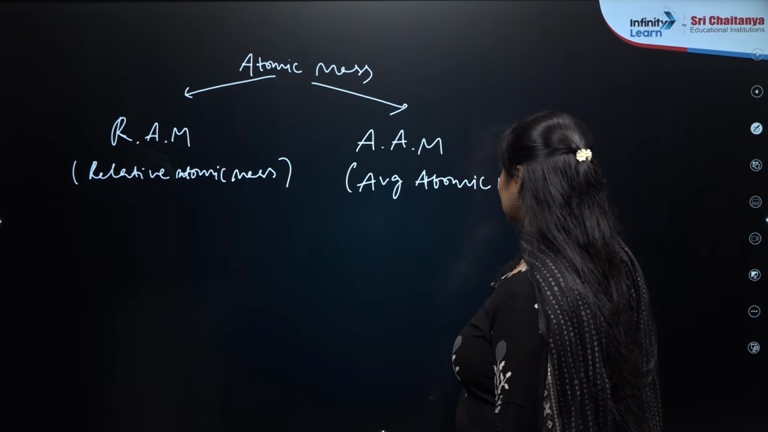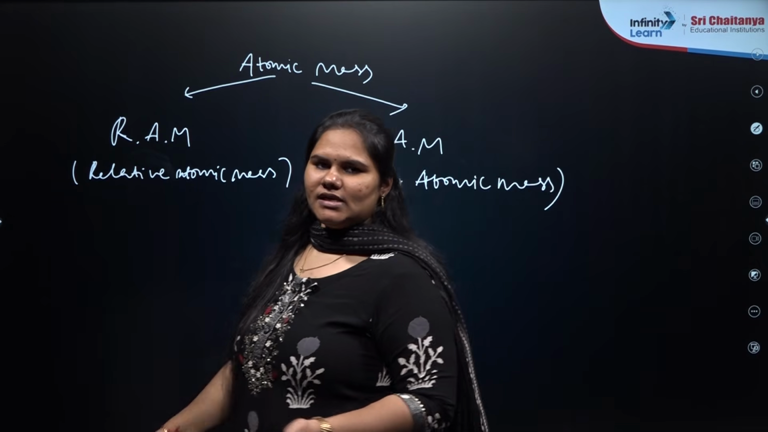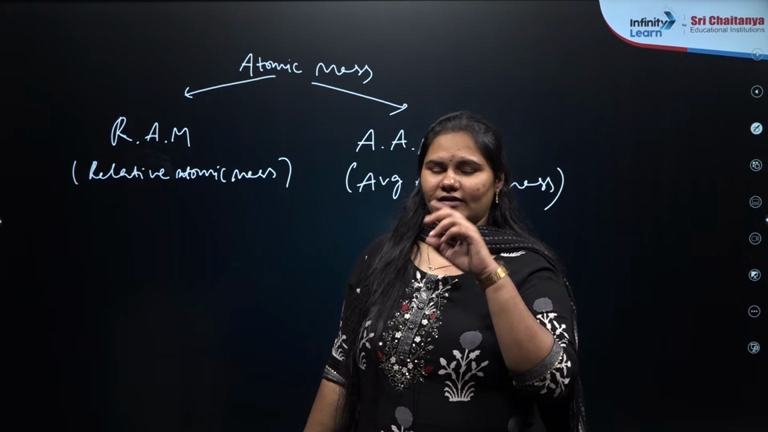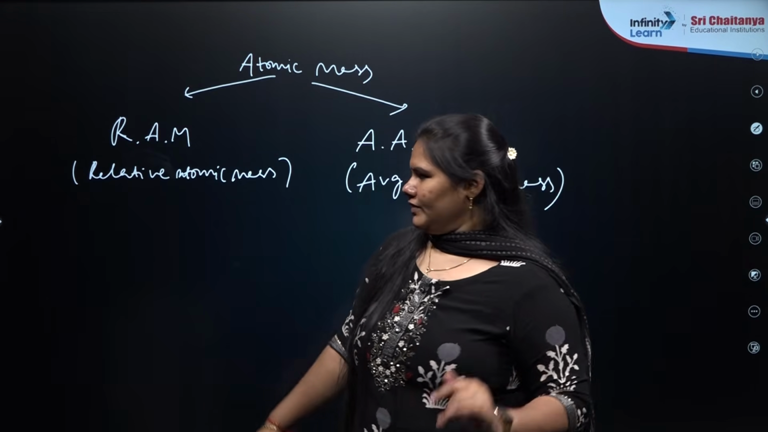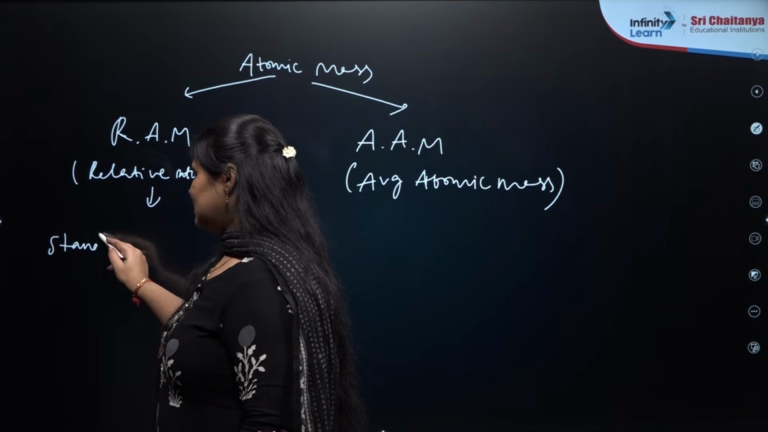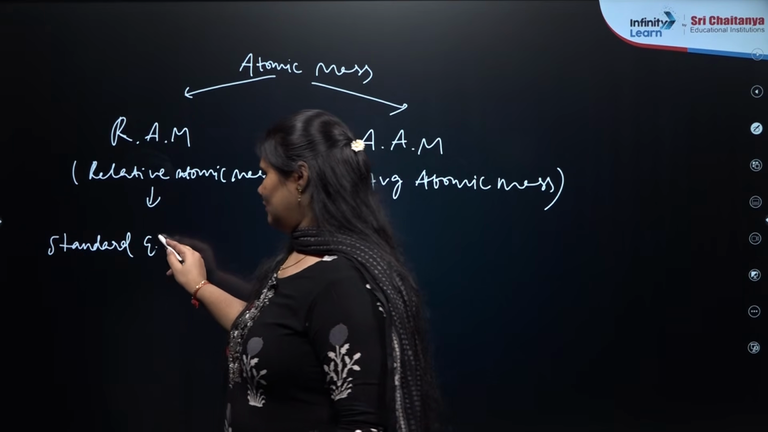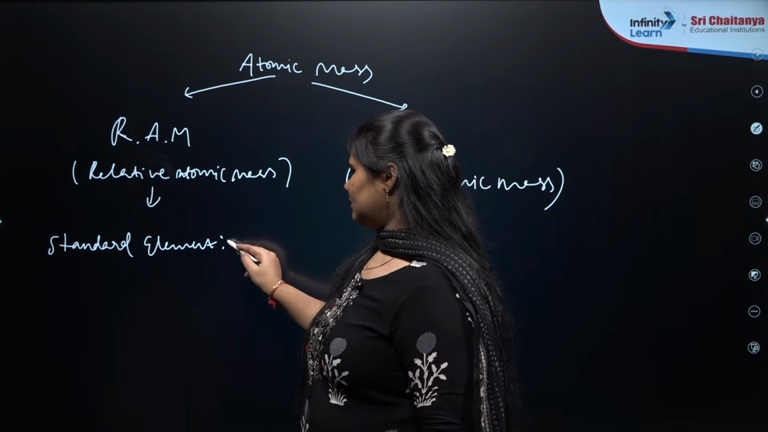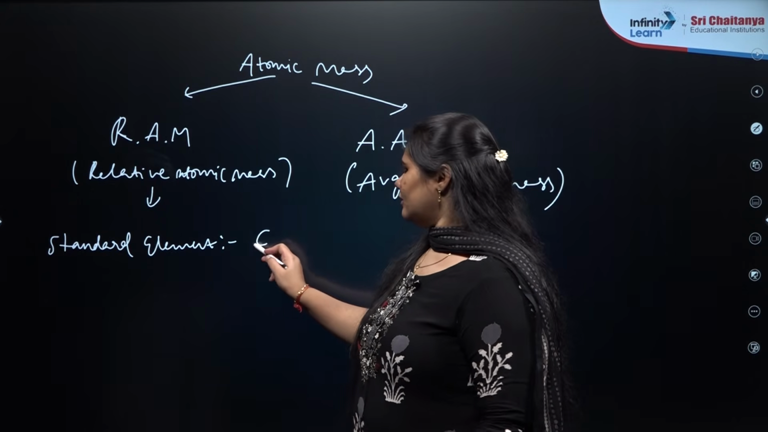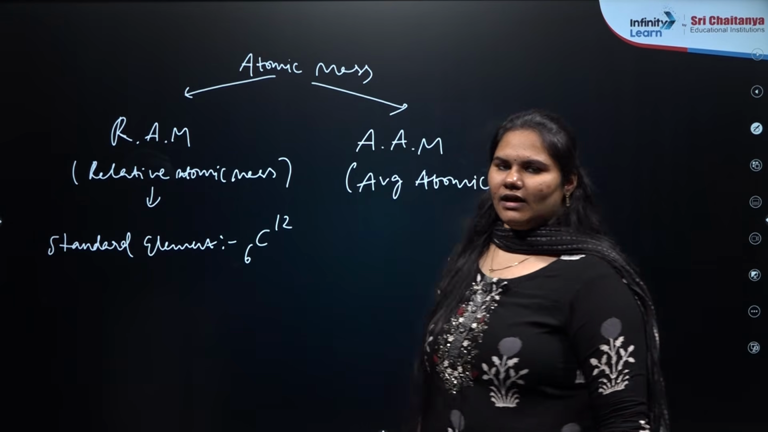Average atomic mass. What is this relative atomic mass? The name itself is saying something which is relative. We have to take the value by comparing something. So here we will take one standard element. Earlier it used to be hydrogen, but after that we used to take C12 as the standard element.